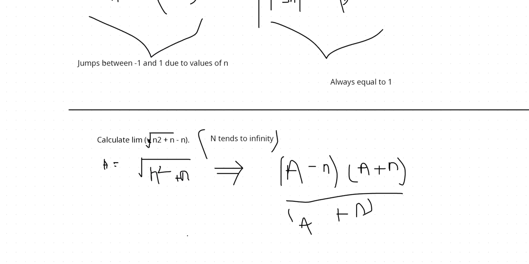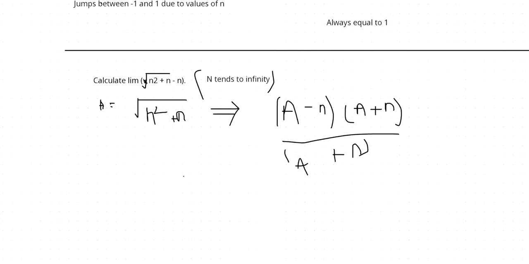So the limit just equals 1/2. You can also prove it by canceling out n in the numerator and denominator. Let's just see. So this gives us n upon root of n square plus n, plus n.